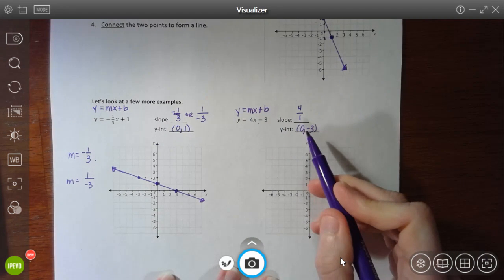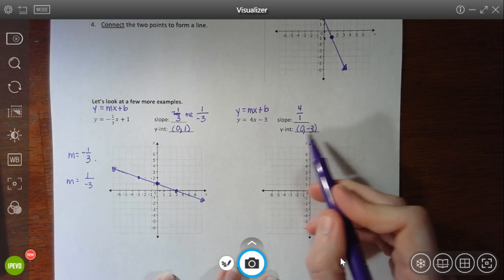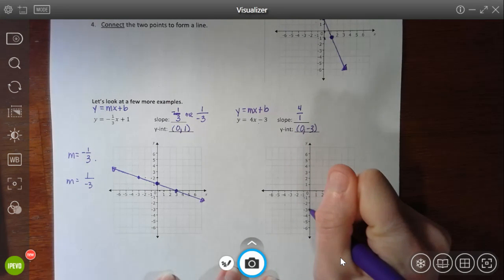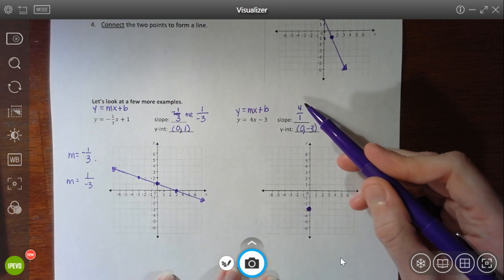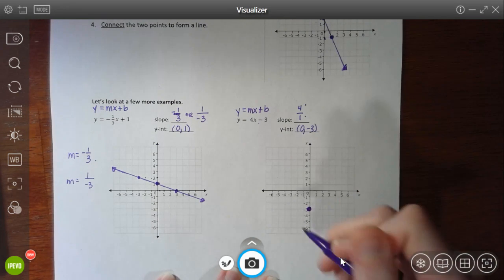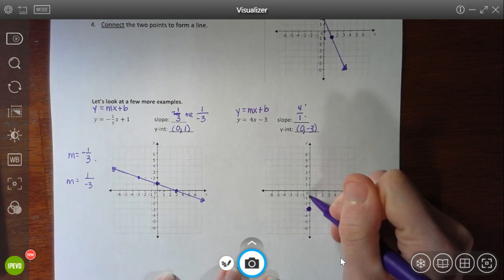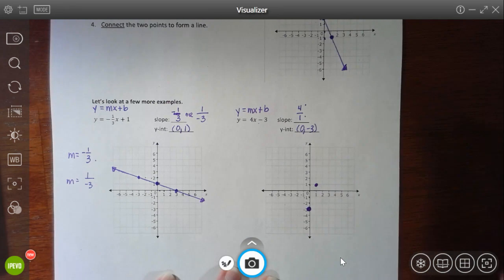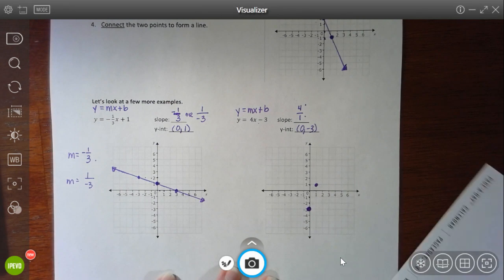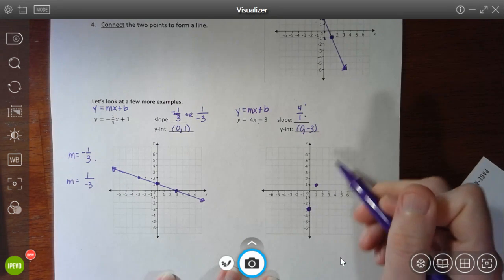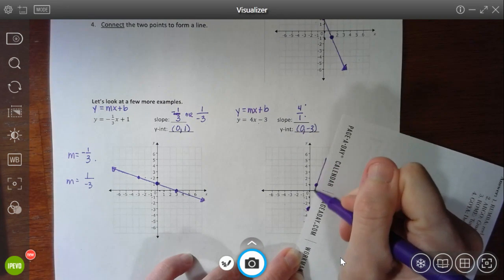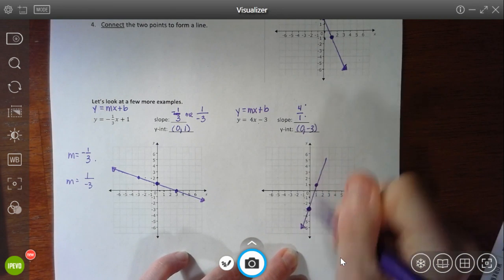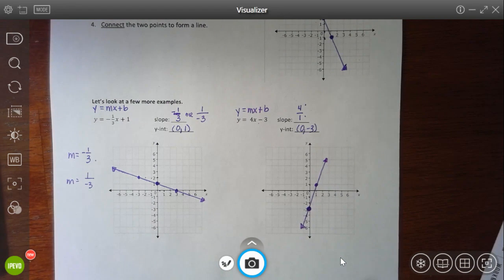So when I go to plot my first point, I always graph my y-intercept first. I'm going to go straight down to -3 on my y-axis. And then from that y-intercept, I'm going to count my slope using rise over run. So I'm going to have a rise of 4 and a run of 1. From my y-intercept, I'm going to go up 4 and then over 1. And there would be my second point. Again, it makes sense that it's going up from left to right because I had a positive slope. So we're going to connect those two dots, draw our arrows, and we have ourselves our line there.